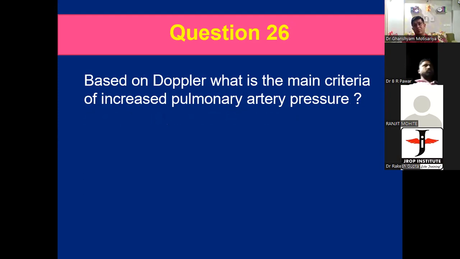The answer is TR jet velocity. Peak TR jet velocity is the main criteria for calculating pulmonary artery pressure along with RA pressures. That should be your answer. And for it to be considered increased, velocity has to be more than 2.9 meters per second plus RA pressures. Right? Yes, sir. But we don't consider peak velocity as the pulmonary artery pressure, we always consider mean pressure.